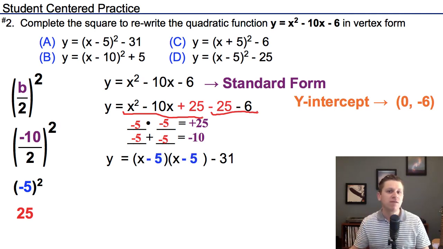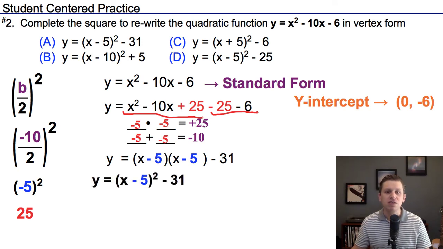Now to change this into vertex form, just write this binomial product as a binomial squared. You'll get y equals (x minus 5) squared minus 31. Of course, because this is in vertex form, we can easily find the coordinates of the vertex. The x value of the vertex is the opposite of what's written on the inside, and the y value of the vertex is the same as what's written outside. That means the vertex for this function is the coordinate (5, -31).